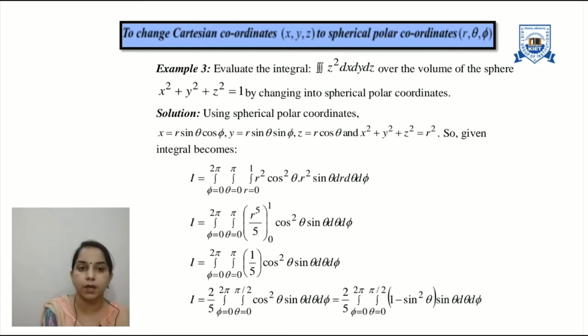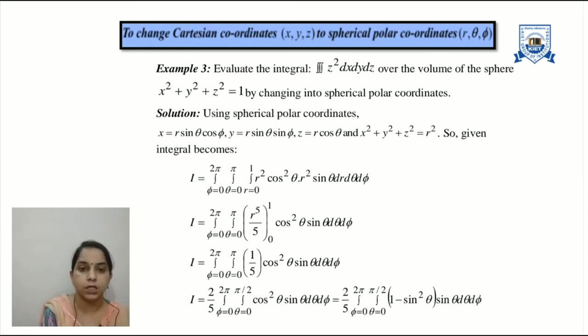So the given integral becomes I equals triple integration, replacing z by r cos theta, we get r square cos square theta, and dx dy dz are replaced by the Jacobian of xyz with respect to r theta phi, that is r square sin theta dr d theta d phi. Now come to the limits. Here the radius of the sphere is 1, so r varies from 0 to 1, and as we are taking integration over the full volume of the sphere, theta varies from 0 to pi, and phi from 0 to 2 pi.